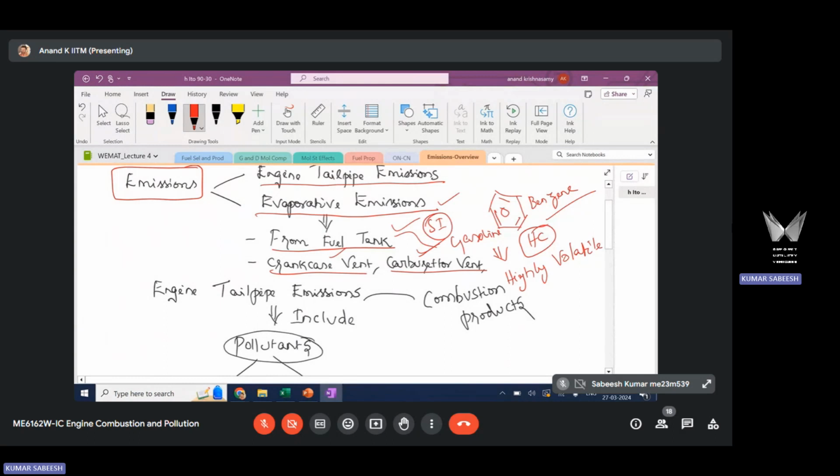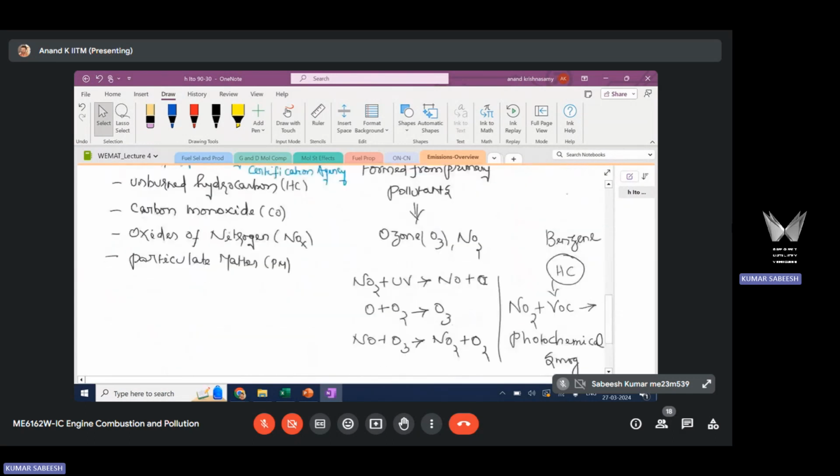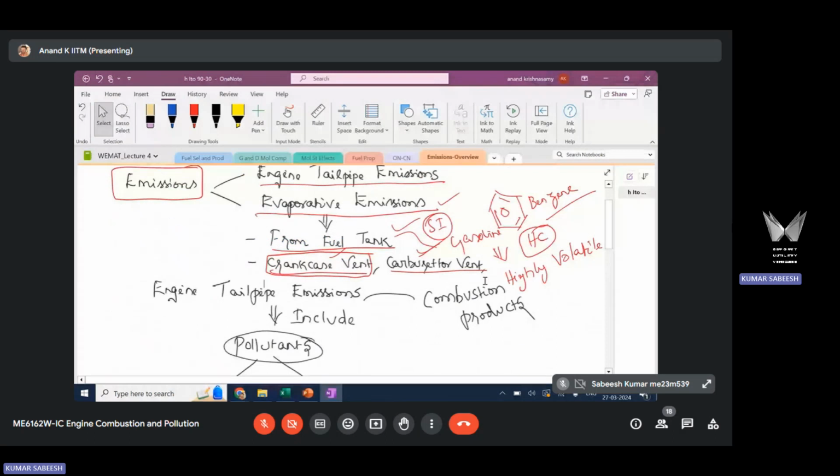It is not severe in diesel because of heavy hydrocarbons present in diesel, but the carburetor vent based emissions are common in both SI and CI engine. Now let us look at why there is a hydrocarbon emission, evaporative emission, from the crankcase vent.